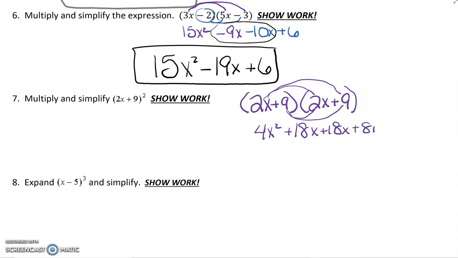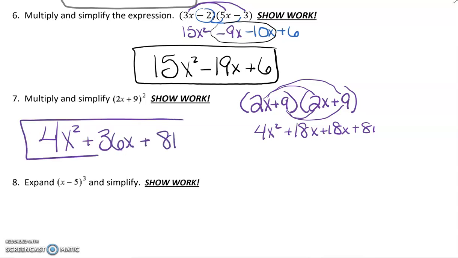If you just try to square both things, you're going to be missing part of your answer. The correct answer here is 4x squared plus 36x plus 81. If you just try to do 4x squared plus 81, you're missing that middle term. You haven't fully done the problem.